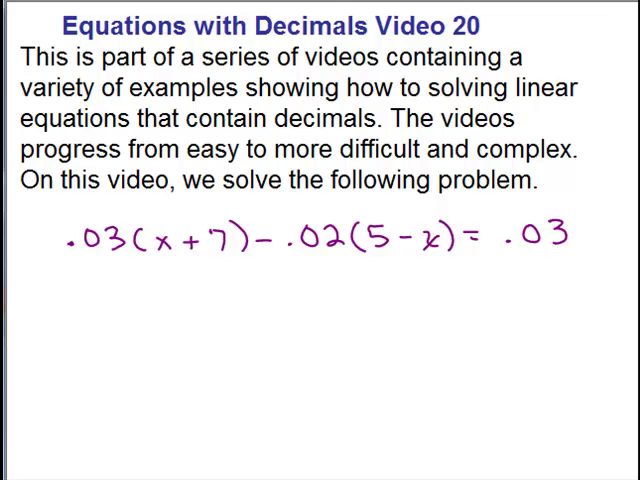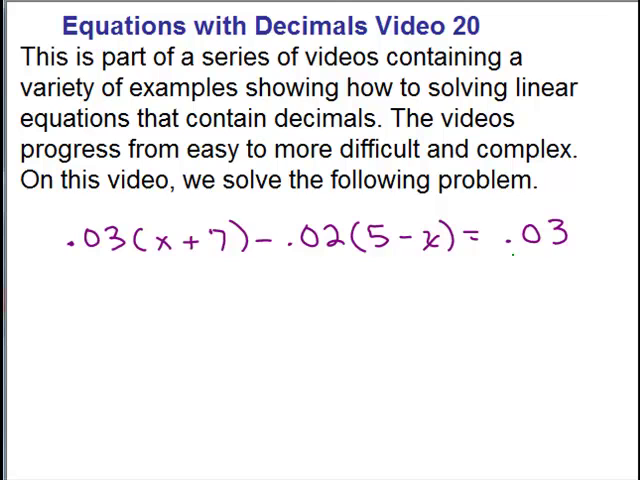This is video 20 in our series of solving equations with decimals. Getting a little more complicated here. So we can do it two ways. We could just work with the decimals as they are, or we could eliminate all the decimals in step one. That's how I'm going to do this one. I notice there are three decimals, right? 0.03, 0.02, and 0.03, and there's one in each term.